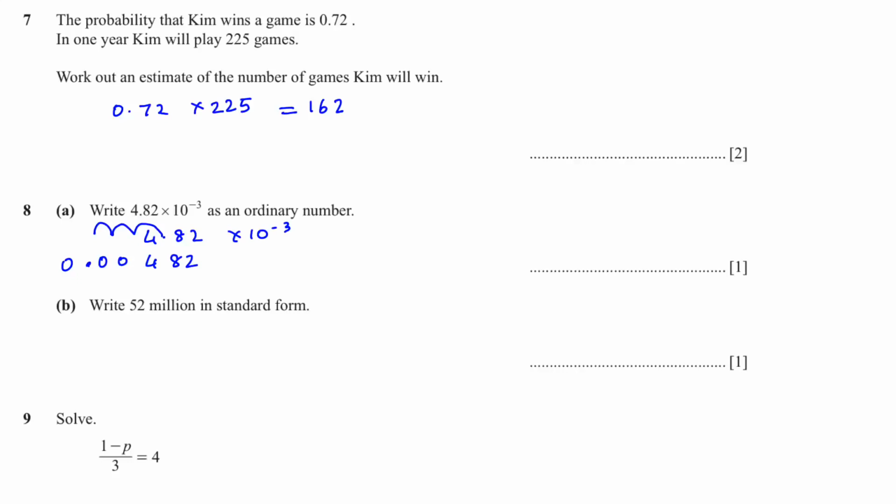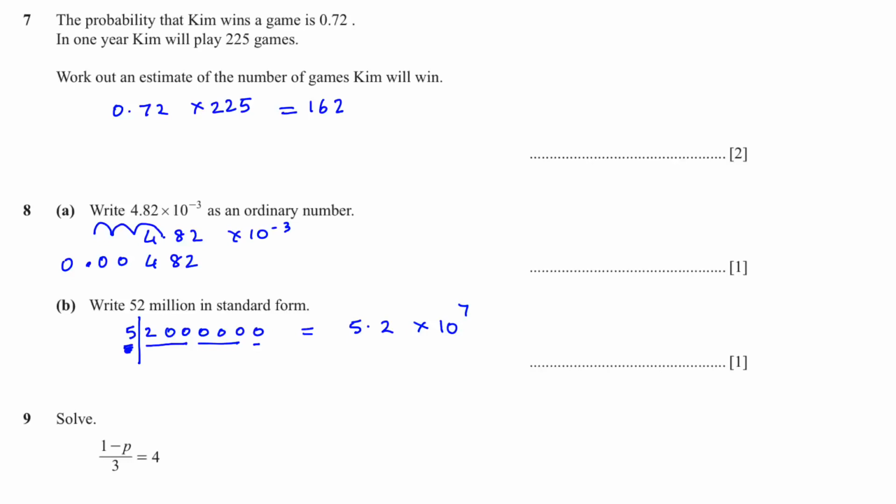Write 52 million in standard form. In a million, there are 6 zeros. So it's 52 million. So we got this answer. Now when we are changing it into standard form, we need to have only one number before the decimal. So here we'll put a decimal and count the numbers that are remaining: 6 plus 1, 7, and write that as the power of 10.